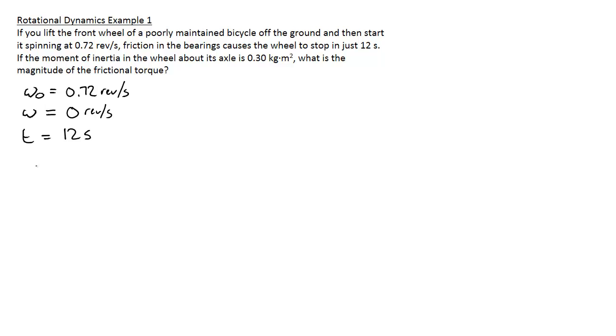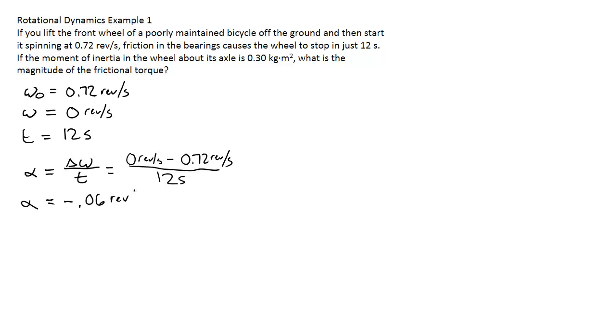So the first thing I know is that my angular acceleration is equal to the change in my angular velocity divided by the time. If I plug in what I have here, I have a final velocity of 0 revolutions per second, an initial velocity of 0.72 revolutions per second, and a time of 12 seconds. If I calculate this, it's basically negative 0.72 divided by 12, so I have negative 0.06 revolutions per second squared. So that's going to be my angular acceleration.